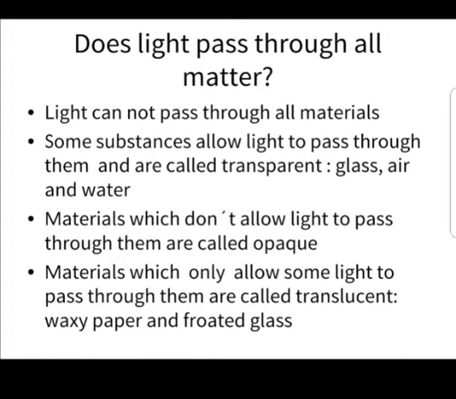Does light pass through all matter? Well, light cannot pass through all materials. Some substances allow light to pass through and are called transparent, like glass, air, and water. Materials which don't allow light to pass are called opaque materials, and materials which only allow some light to pass through them are called translucent. An example of this one is the waxy paper or the frosted glass.